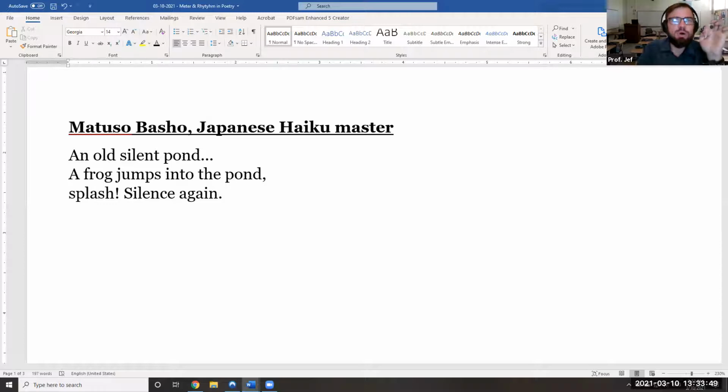So let's look at this poem and then talk about some of the things that we have done this semester. Like I said, consonance, assonance, alliteration, enjambment. We'll focus on that. So the poem is just these 3 lines: An old, silent pond. A frog jumps into the pond, splash, silence again.